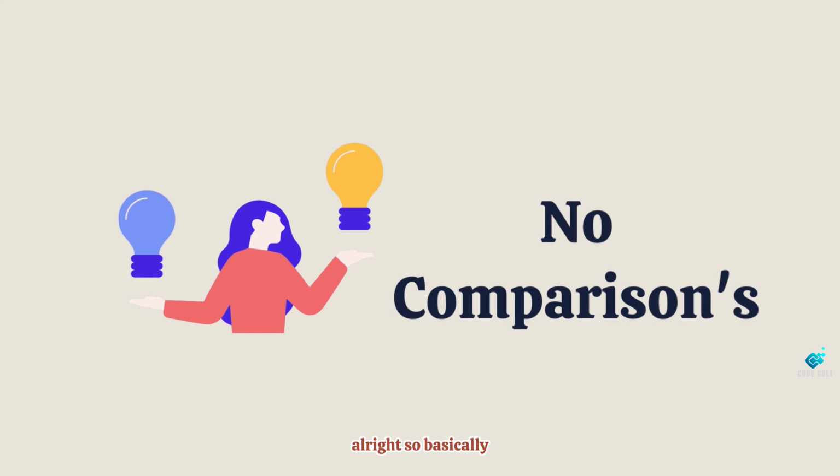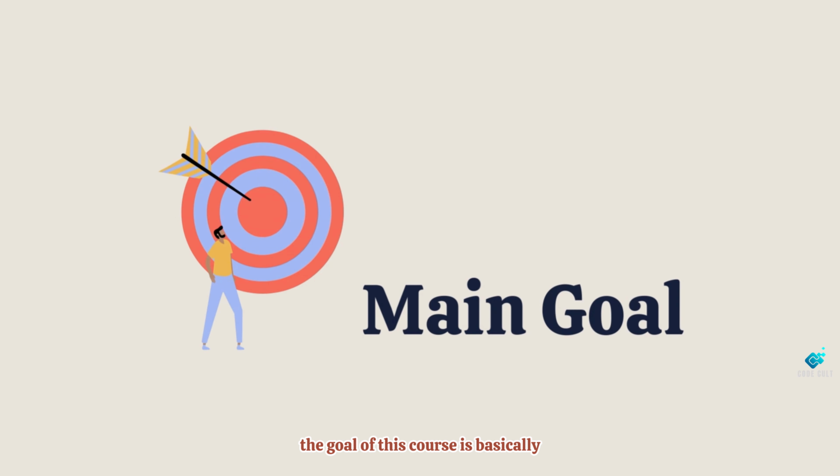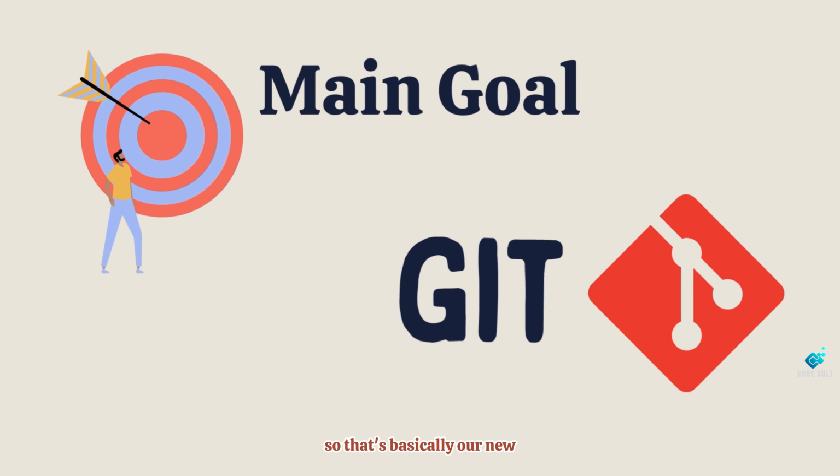Alright, so basically there are a lot of different version control systems that we can use, but we are not going to make a comparison between all of them. That's not the goal of this course. The goal of this course is basically to take just one of them, one of the most famous version control systems, that is called Git. So that's basically our new and good friend for this course, the Git version control system.